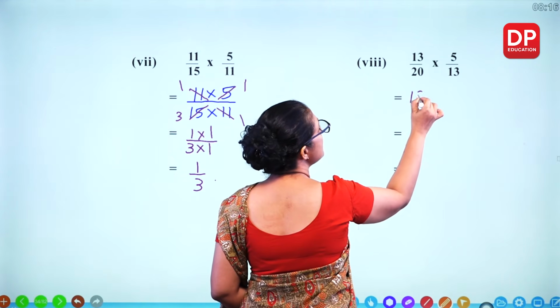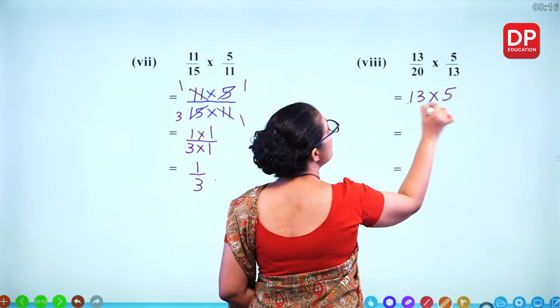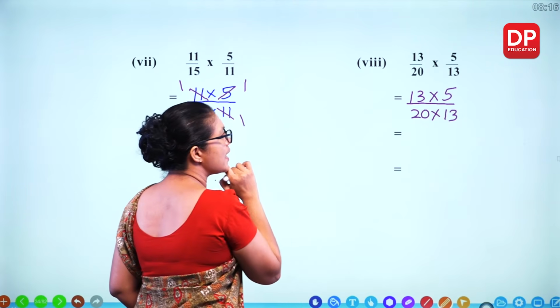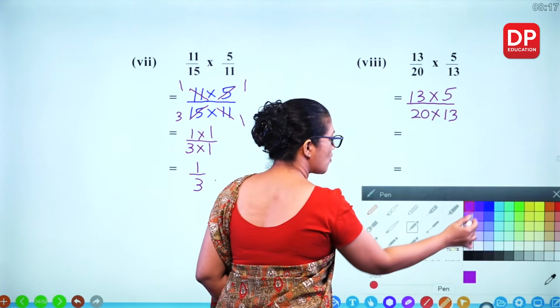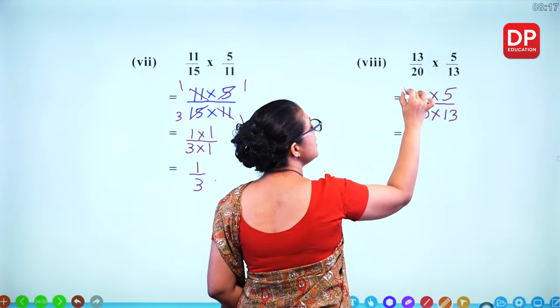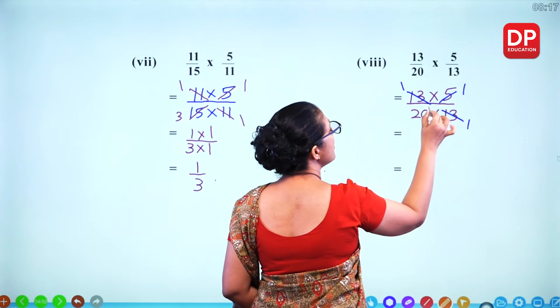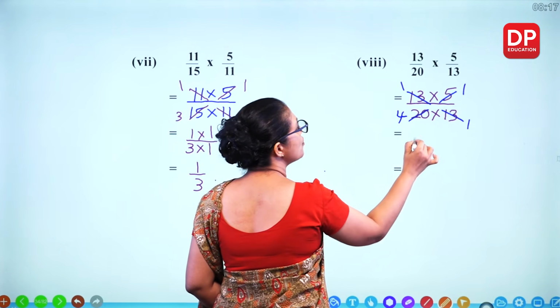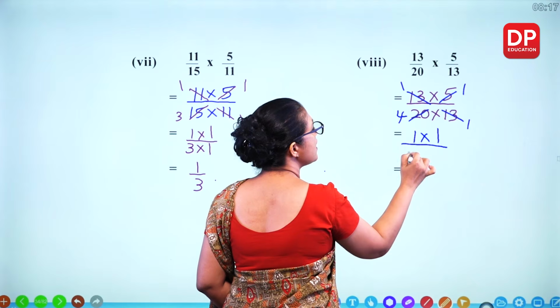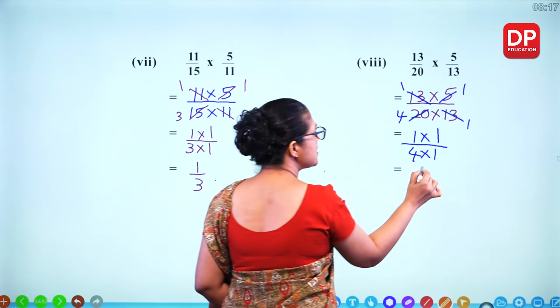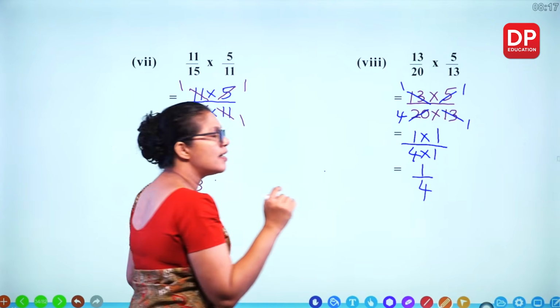Here 13 times 5 over 20 times 13. Now we can see, you can cross out 13 with this 13. Divide by 5, 1 and 4. So you get 1 times 1 in the numerator, 4 times 1 in the denominator. So what's the answer? 1 over 4.